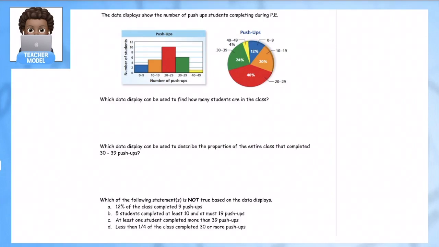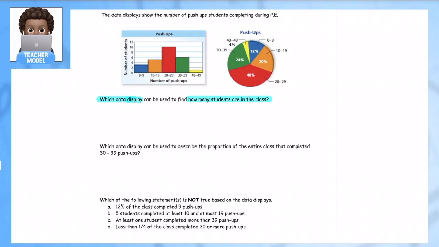Let's look at our first problem for today, and this is about the different options we have with different data displays. So here we go. The data display shows the number of push-ups students completed in physical education in gym class. Which data display can be used to find out how many students are in class? So looking at the two different types, which one tells us about the number of students in the study?